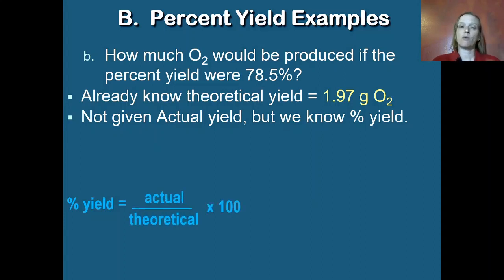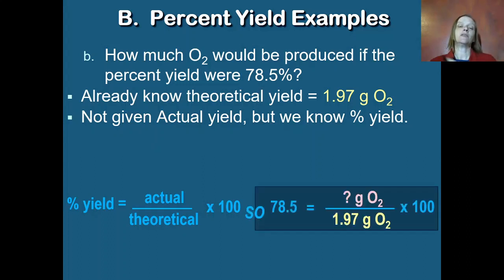Remember, this is the equation that we use to calculate percent yield. Percent yield is actual divided by theoretical times 100. So we're going to plug in our values. It's just that this time we know different values than we've known for any of the previous examples. 78.5 is our percent yield. We know that value. And we know our theoretical value, so we can plug in 1.97 in the denominator here. But it's the actual yield that we don't know. It's the actual yield that we need to calculate.